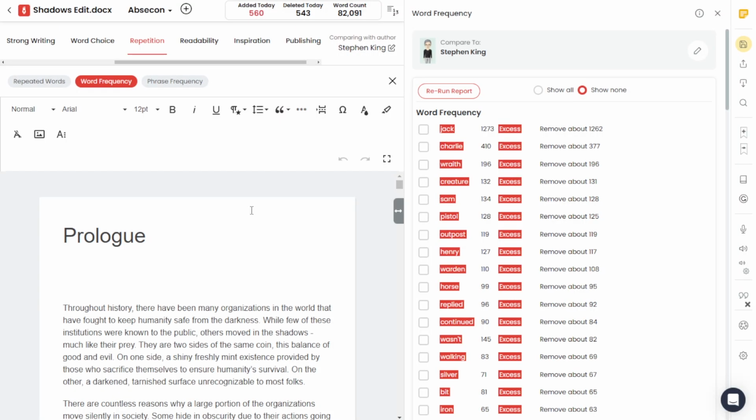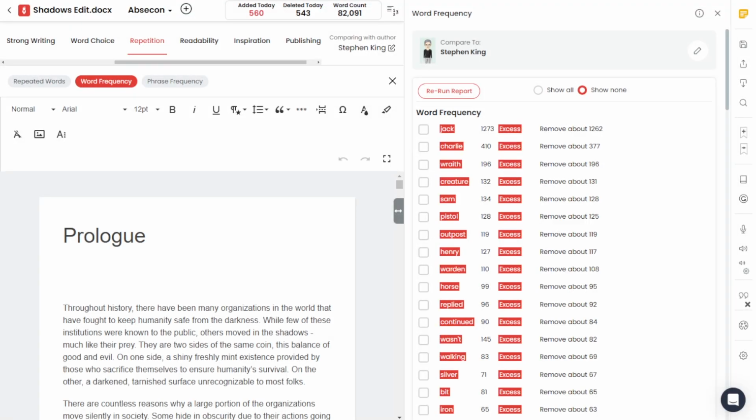The next report we're going to look at is word frequency. This is one that I kind of pointed out during the pros and cons of AutoCrit. I still haven't figured out what exactly this tool wants me to do. As you can see, it wants me to remove damn near all instances of the word Jack throughout the entire book. Well, Jack is the main character's name, so no. The same with Charlie, Henry, and there's a lot of instances where the word silver is justified because they're talking about silver bullets mostly.